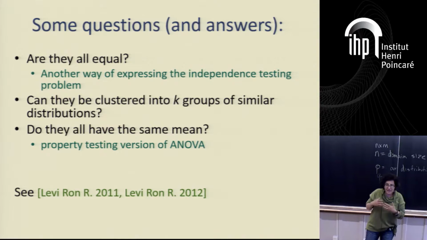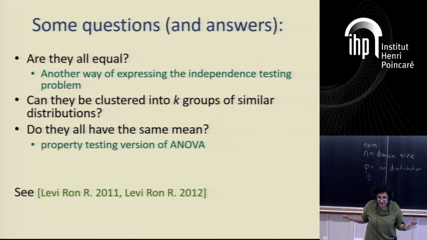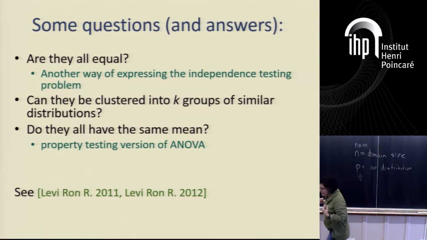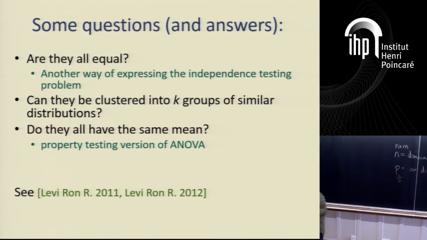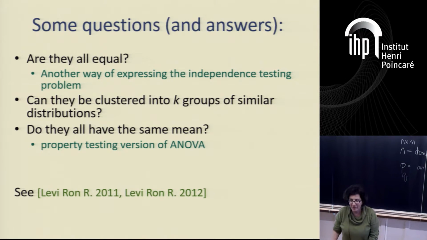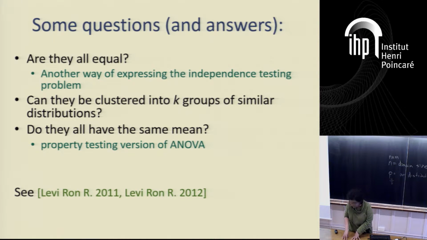In ANOVA, usually they assume that the distributions are normal and that they all have the same variance. We make no assumptions on the distributions, not that they're normal, not that they're anything. They could be like all your weight on 0 and all your weight on 1. So in that sense, our results are stronger, but their results in ANOVA are stronger in the sense that they ask, do all the distributions have similar means? And we aren't asking that, we're asking a weaker version of it.